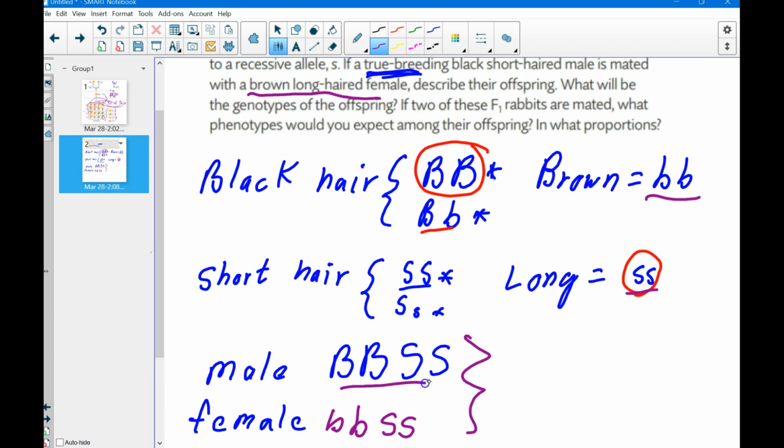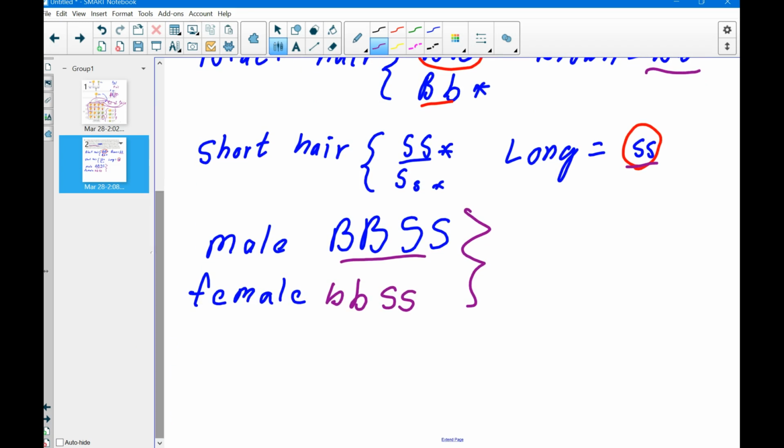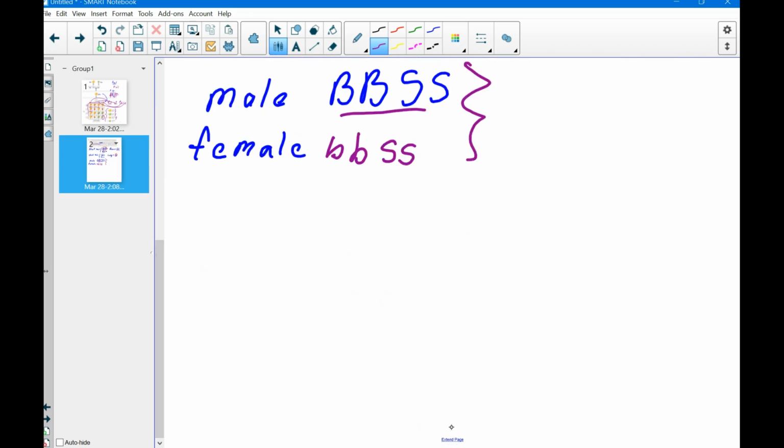Once we realize that this is a true breeding, we can come up with their gametes and our Punnett square, like this.